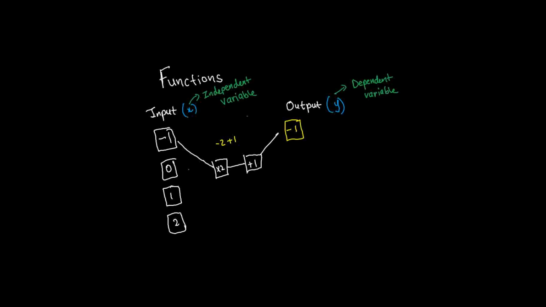When the x value is 0, 0 times 2 is 0. Anything multiplied by 0 is 0. And 0 plus 1 is 1. Then when the x value is 1, 1 times 2 is 2. 2 plus 1 is 3. 2 times 2 is 4. 4 plus 1 is 5.